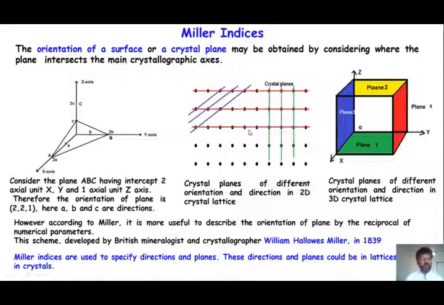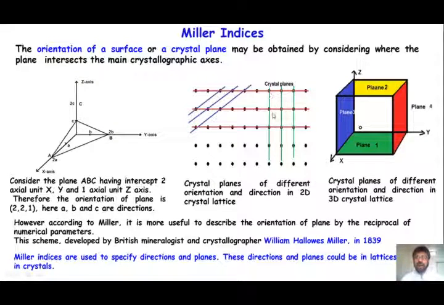This scheme was developed by the British mineralogist and crystallographer William Hallowes Miller in 1839. That means we can say that the Miller indices are used to specify the direction and the planes. This direction and the planes could be in the lattice or in a crystal. Suppose this is one plane having the coordinate, say 100, that means this is along the x-axis only. So here the family of the coordinate is 100.